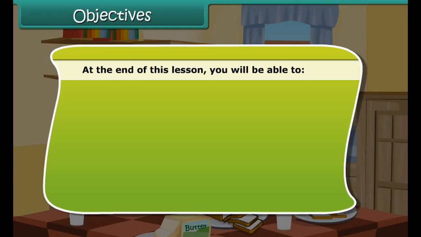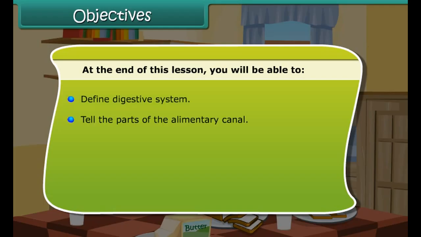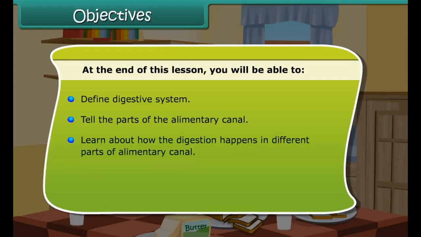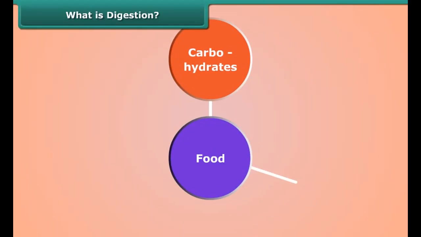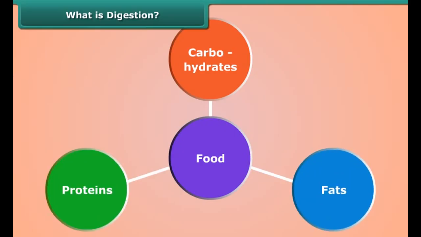At the end of this lesson, you will be able to define digestive system, tell the parts of the alimentary canal, learn about how the digestion happens in different parts of alimentary canal, explain digestion in grass-eating animals, discuss feeding and digestion in amoeba. We all know food is made up of complex substances like carbohydrates, fats and proteins.